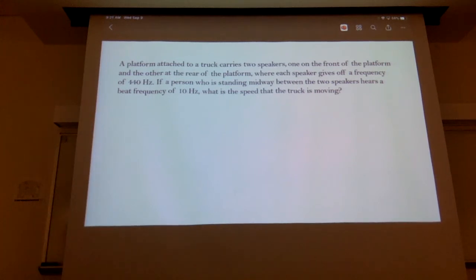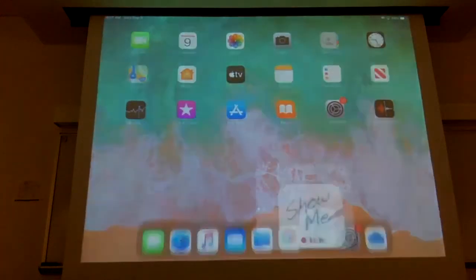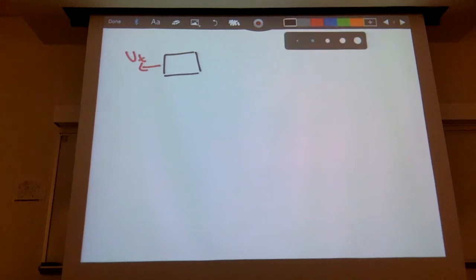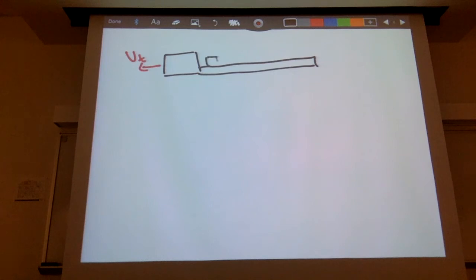Okay, so this is our first example of a beat frequency. So let's talk about this. Let's say here's my truck, my beautiful truck, moving in this direction with a velocity v of truck. Attached to this is the platform. Here's my platform. I have one speaker on this side giving off frequency of F. I have another on this giving off frequency of F. Wheels on here. Here we go. And then midway between the two, I have a person standing here.